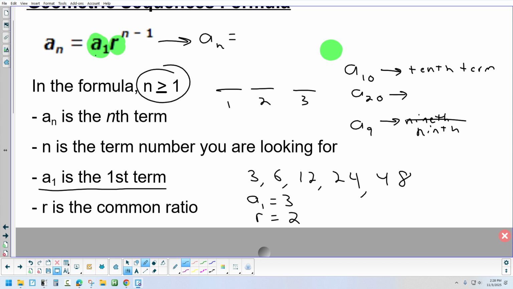Can anyone help him out? What's our first term, as in this list? 3. Yeah, 3. Right? We already said that. First term is 3. I'm just filling that first term in right here.